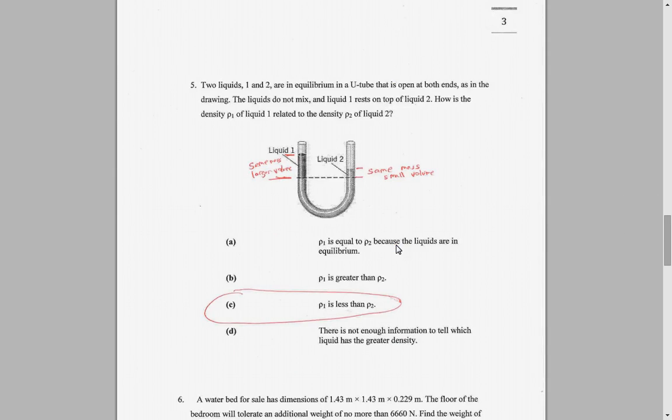Hey, what's going on here? We have two liquids. They're in equilibrium. I see liquid 1, I see liquid 2. Above the line, there is less liquid 2 than there is liquid 1, but it must be the same mass of liquid above the line in both cases. So if liquid 1 has a large volume for a small mass, then it must have less density. It must be less dense than liquid 2.